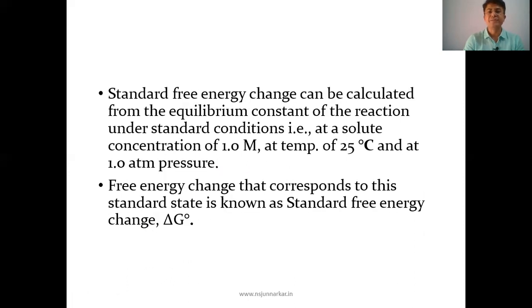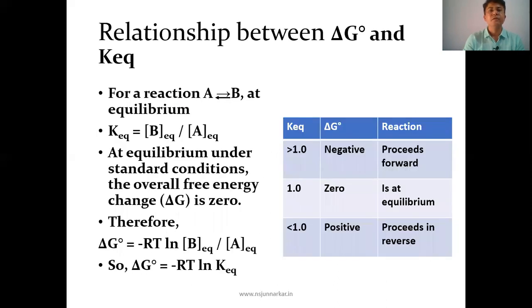Standard free energy change can be calculated from the equilibrium constant of the reaction under standard conditions, that is at a solute concentration of 1.0 molar, at a temperature of 25 degrees Celsius, and at 1 atmospheric pressure. Free energy change that corresponds to this standard state is known as standard free energy change, designated as delta G0. What is the relationship between standard free energy change and equilibrium constant?